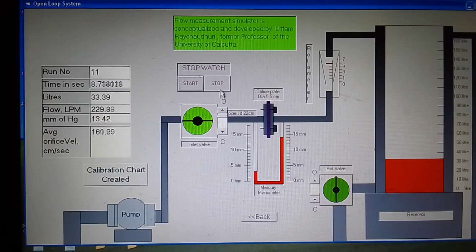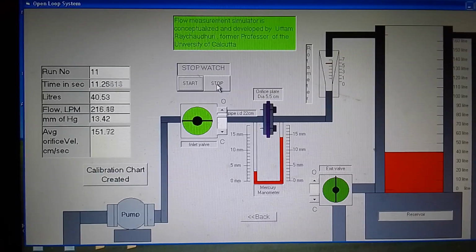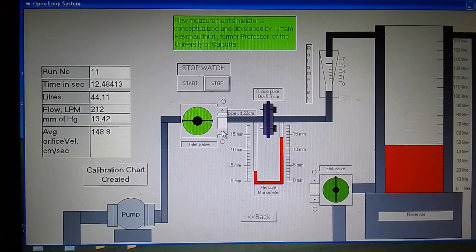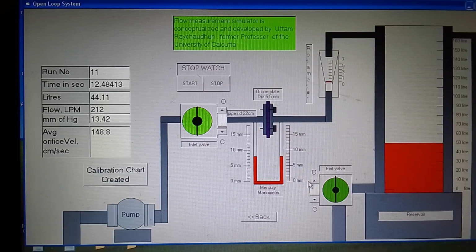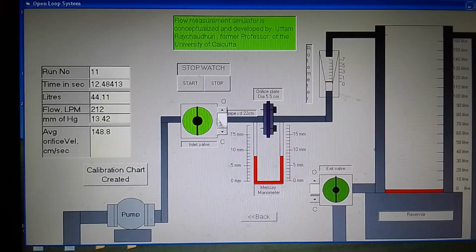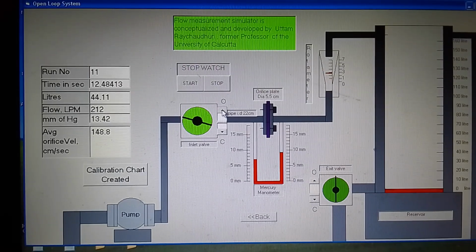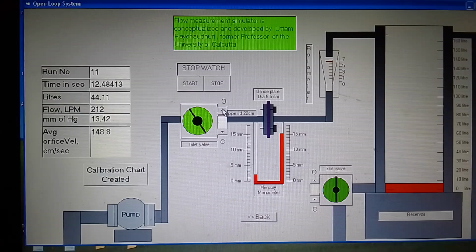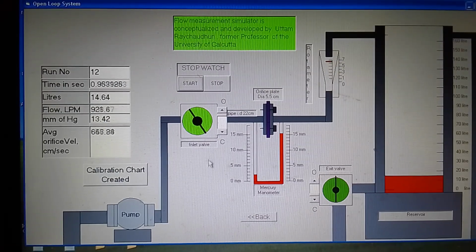And then we take it for granted and stop here and close here and open this valve. And close it and take the last run, that is 1 2 3 4 5 6 7 8 9 10 11 12. So we got the last run here.